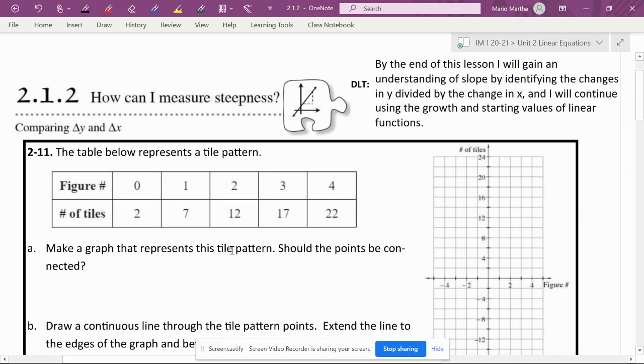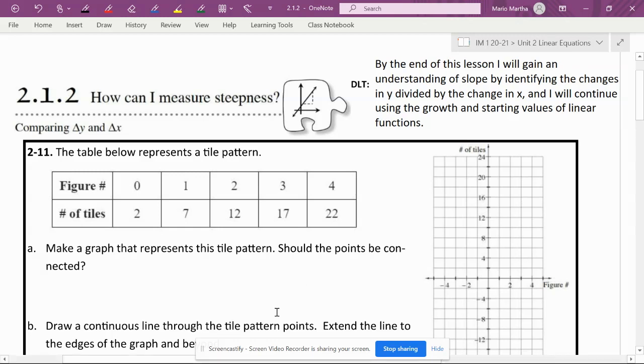So in the previous lesson, you determined the growth and starting value of geometric tile patterns and made connections between the pattern, table, and equation, right? So that was pretty much 2.1.1. In this lesson, you will use your knowledge to determine an accurate value of growth from a graph. So instead of looking at tile patterns, we're going to be looking at graphs now.